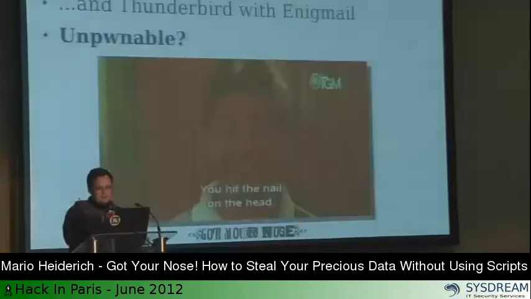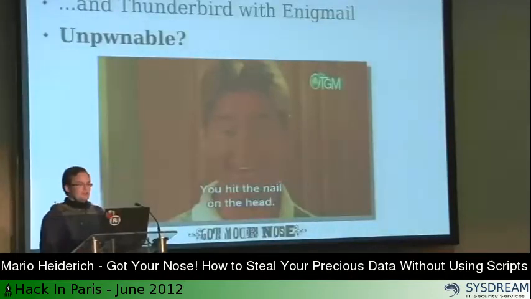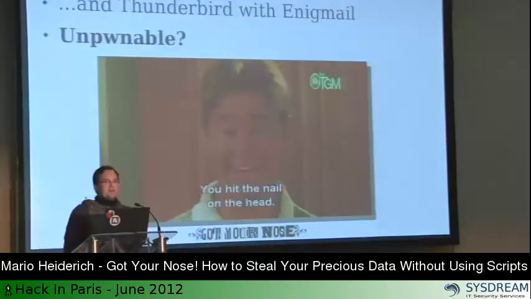But unfortunately, Bob is not using Chrome. Bob is using Firefox with NoScript, as I do, and Bob is using Thunderbird with Enigmail, as I do. There are some parallels. So we might think that Bob is pretty much unpwnable. We cannot do anything to pwn Bob, but we want to do it so hard.